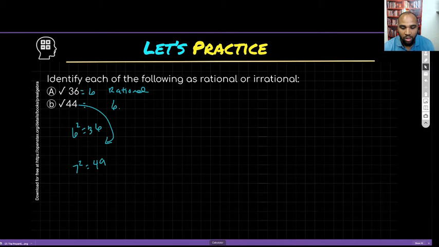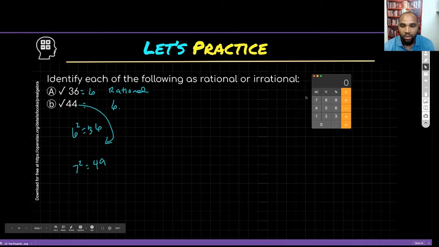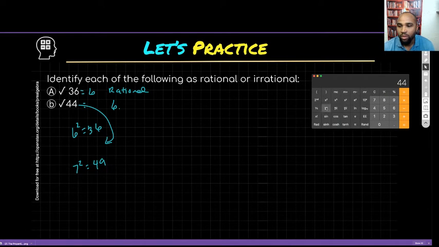and double check, I could do that. So let's do the square root of 44. 44, square root. And look at that. Number does not repeat. There's no pattern. And so that's going to be irrational.